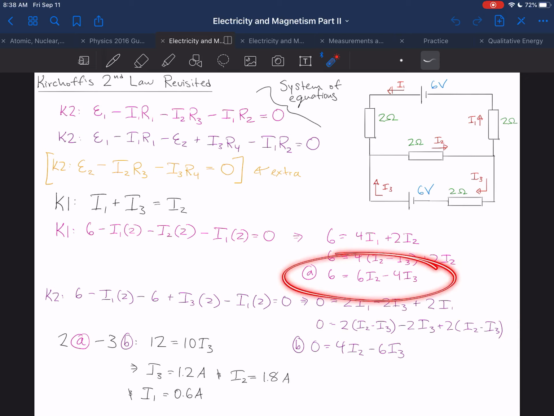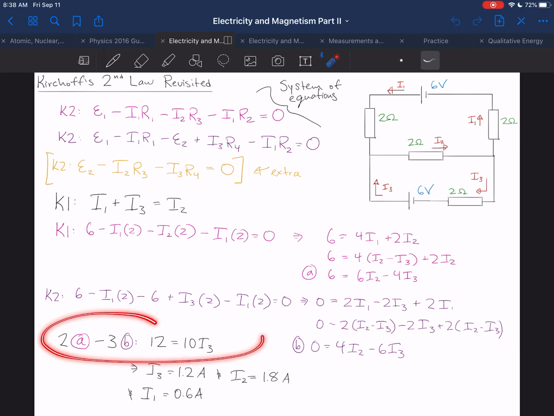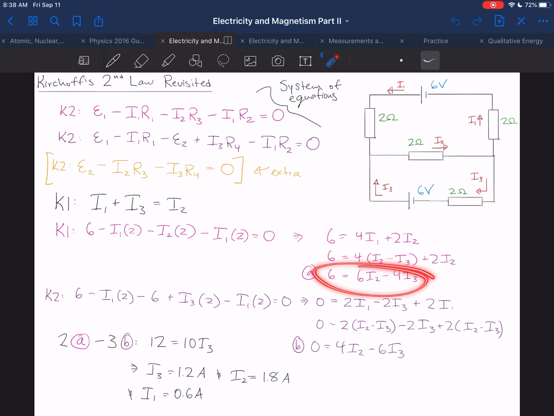Then we have equations A and B. We solve those linear equations here by taking 2 times equation A minus 3 times equation B. That gives us a value for I3 of 1.2 amps, and then you plug back in to any of the equations you need to get I2 and then I1. So that's how you would use this equation to solve for the currents in a circuit like this.